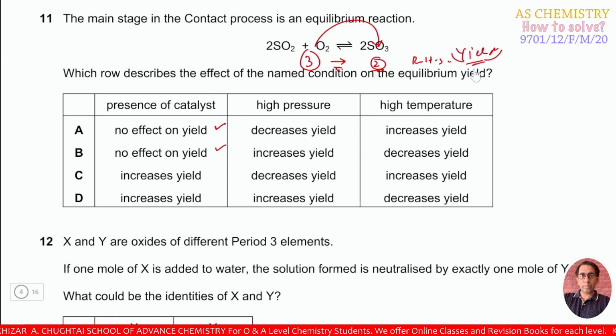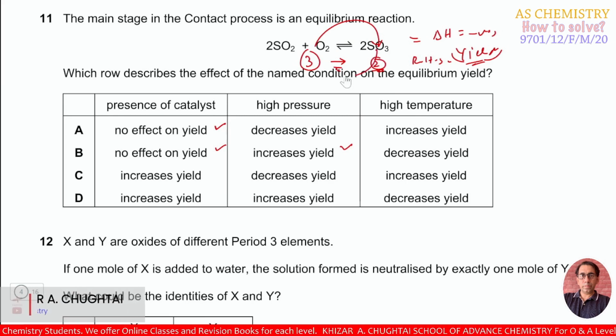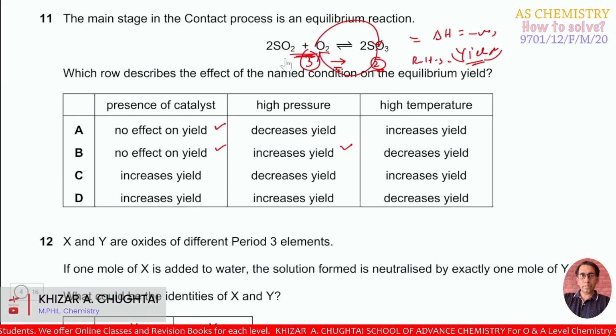There will be more yield. Yield will be increased, yes. At high temperature, and this reaction is an exothermic reaction, its enthalpy change is negative. So by increasing the temperature, equilibrium will shift backward, towards the reactant side, and its yield will be decreased. So B is the correct option.